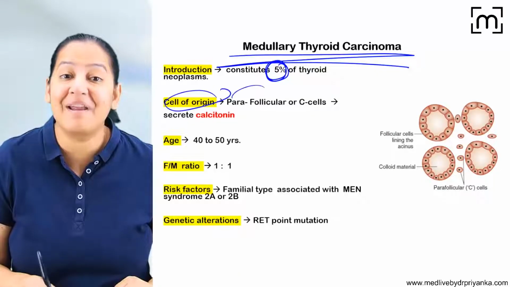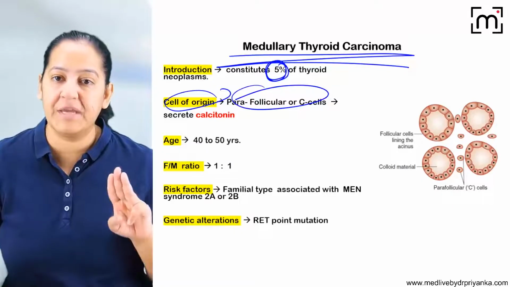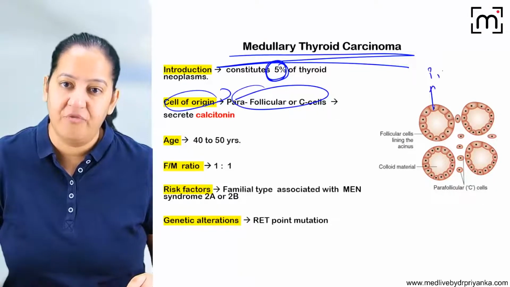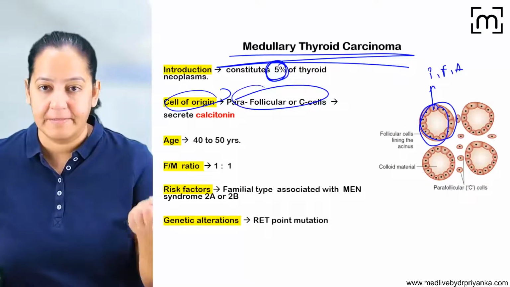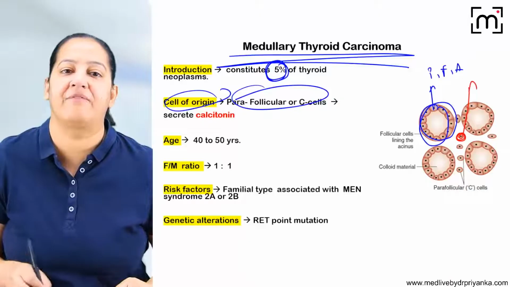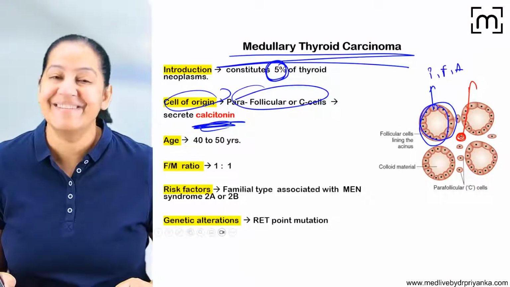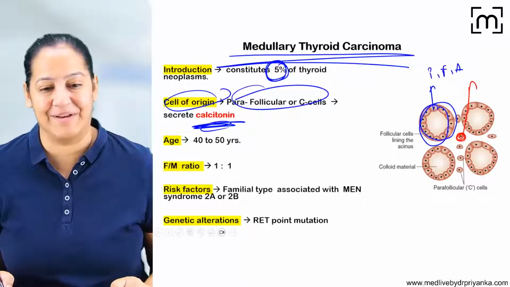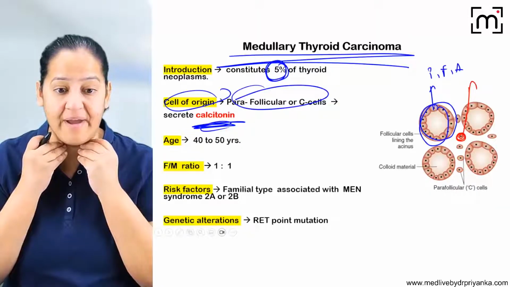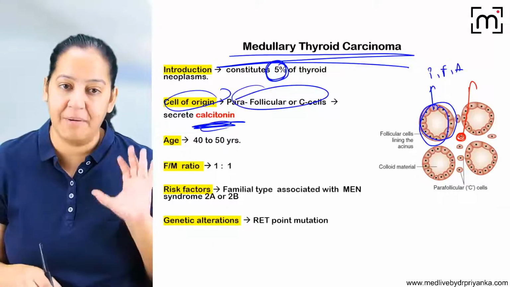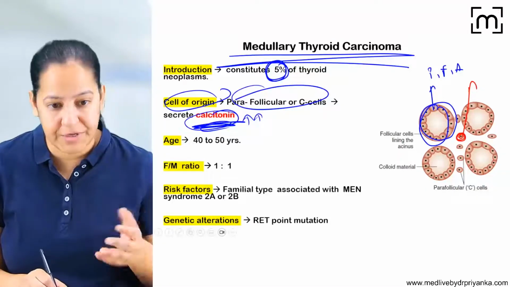Cell of origin is parafollicular. It's a very, very unique thing. All other 3 tumors, that is papillary, follicular, and anaplastic, arise from the follicular cell. But this one, medullary, arises from the parafollicular cell. Since it arises from parafollicular cell, it secretes calcitonin in the blood. So that is something unique for medullary carcinoma of thyroid. If we are suspecting medullary carcinoma in any thyroid patient, we will check the blood levels. If we get calcitonin on the higher side, your diagnosis will be supported.